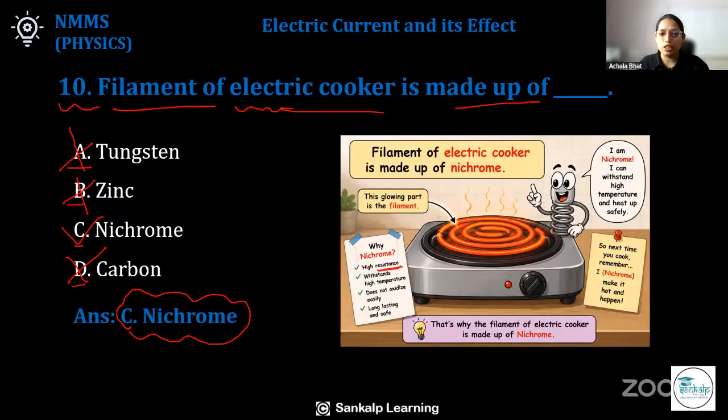High resistance, which opposes flow of current, and it withstands high temperature. Even though the temperature is high, it doesn't melt, does not oxidize easily, is long lasting and safe. We can use it for a long time. So next time you cook, remember it withstands high temperature and is safe. That's why the filament of an electric cooker is made up of nichrome.